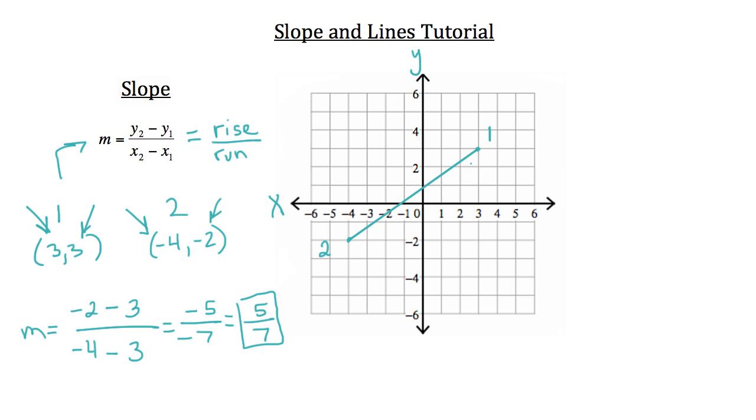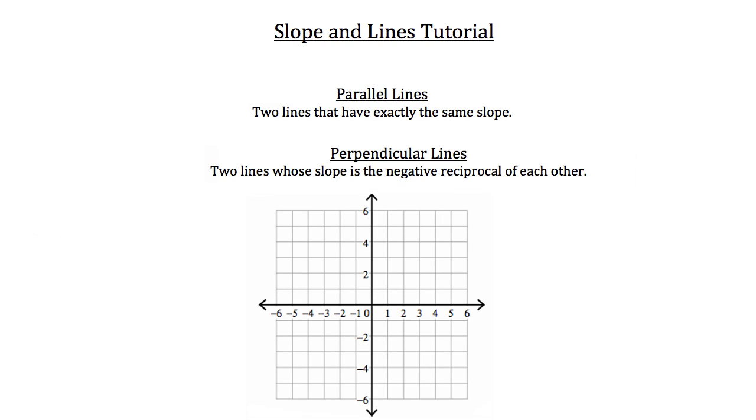Now that we've had a brief introduction into slope, let's talk about how slope pertains to parallel lines and perpendicular lines. Now you may recall that parallel lines are two lines that have exactly the same slope, and perpendicular lines are two lines whose slope is the negative reciprocal of each other. So I'll start by graphing two parallel lines, and then we'll graph two perpendicular lines.